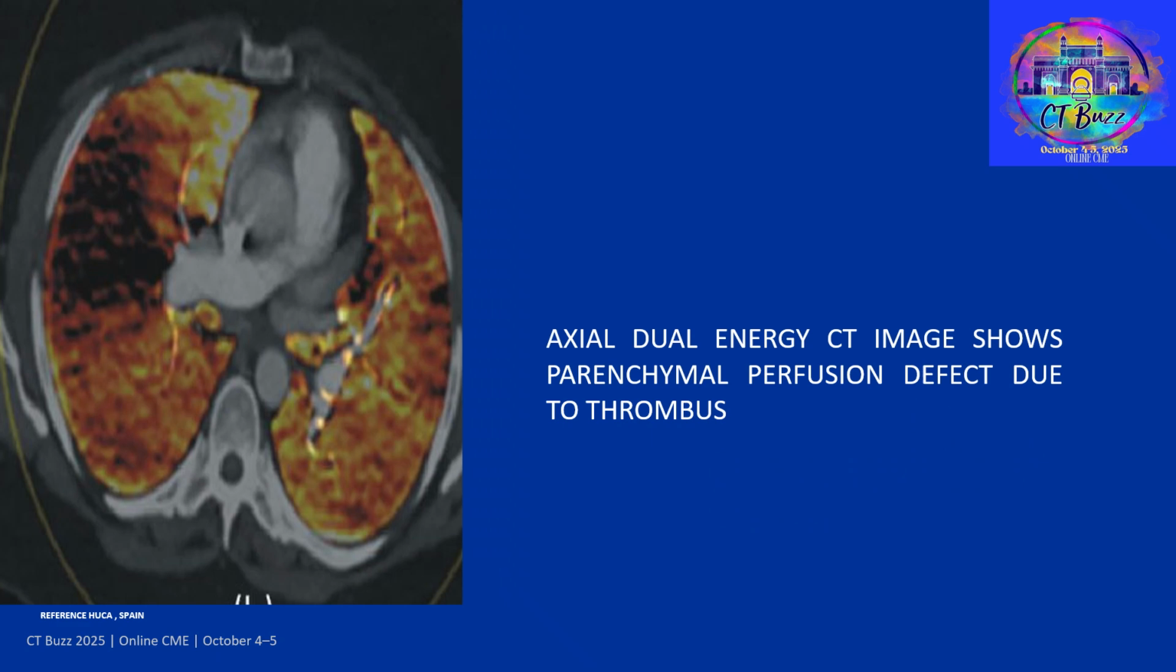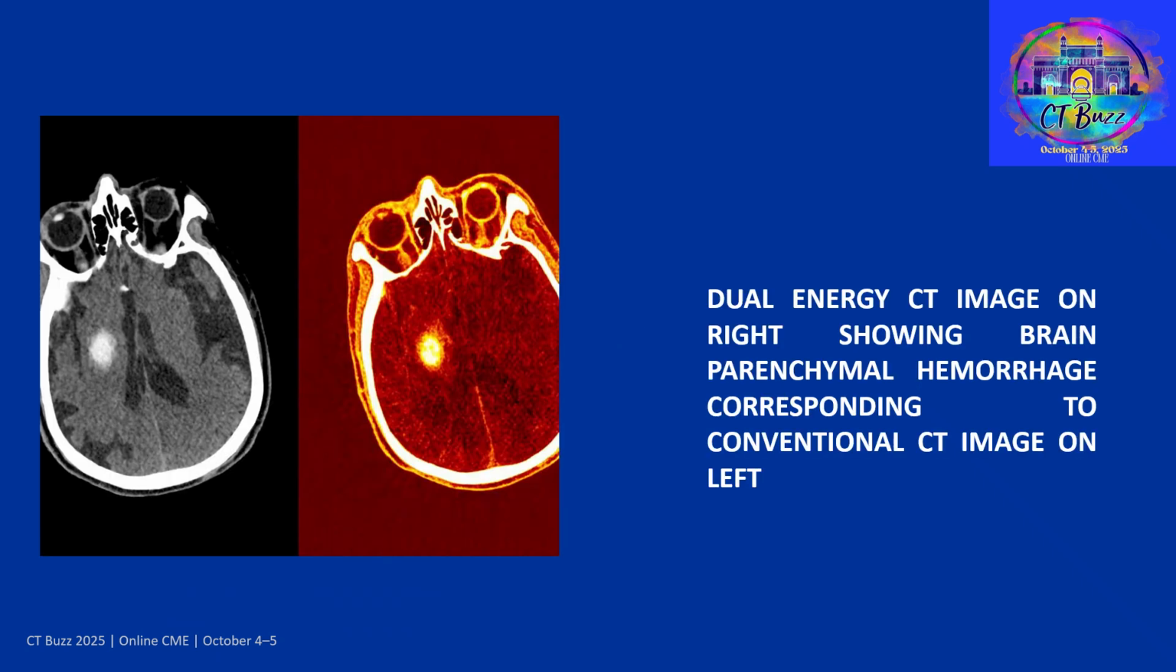Here we can see an axial dual energy CT image demonstrating a parenchymal perfusion defect caused by a thrombus. The iodine map helps us identify areas with reduced perfusion more confidently than standard CT. The image compares conventional CT on the left with dual energy CT on the right. Dual energy CT clearly demonstrates the parenchymal hemorrhage, helping in differentiating and confirmation of bleeding sites.